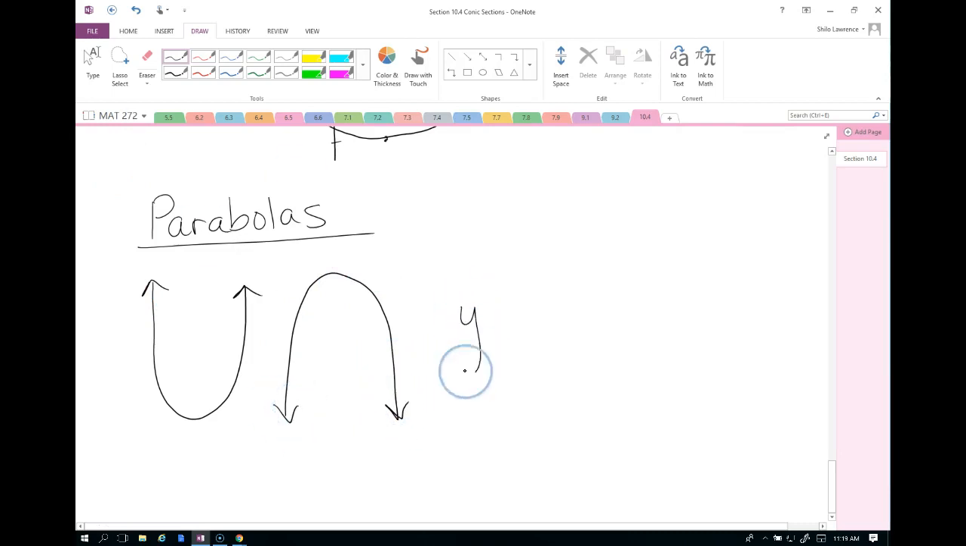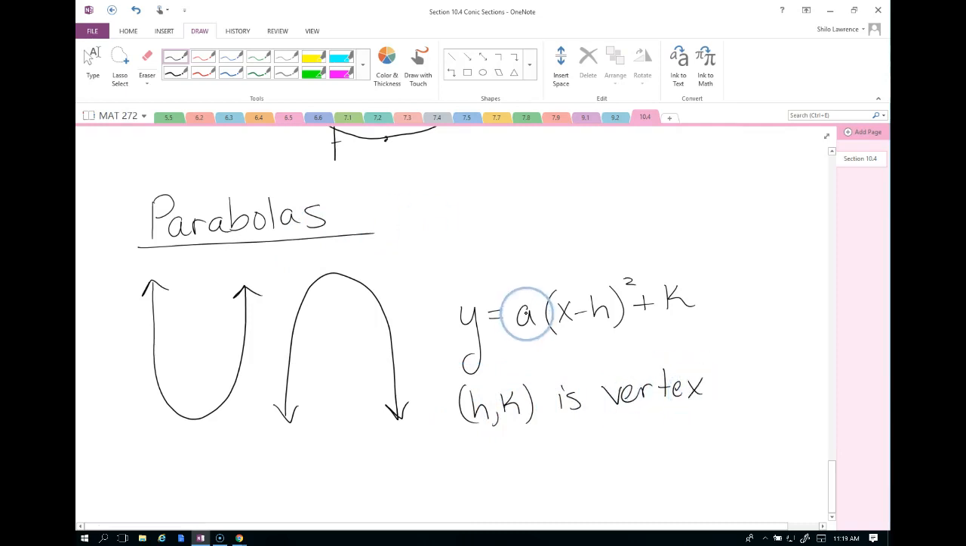And the basic formula is just going to be y equals a times (x minus h) squared plus k. (h, k) is the vertex of the parabola. And then the a value tells us whether it opens up or down. If the a is negative, it's going to open down. If a is positive, it's going to open up. We could also determine the a if we knew the vertex and we knew one other point on the graph, and we'll do an example of that.